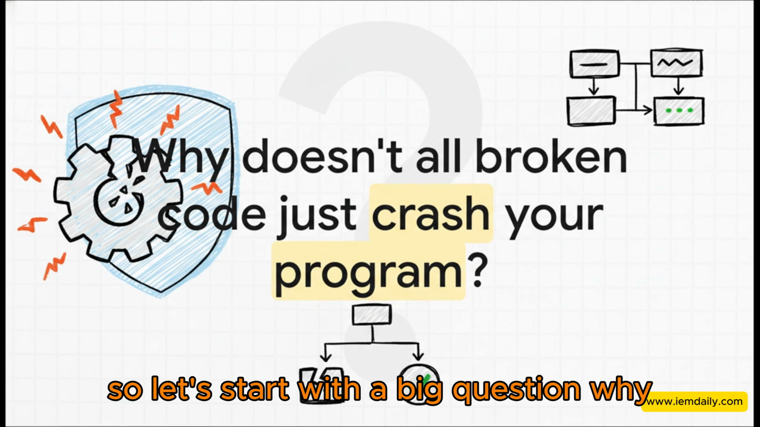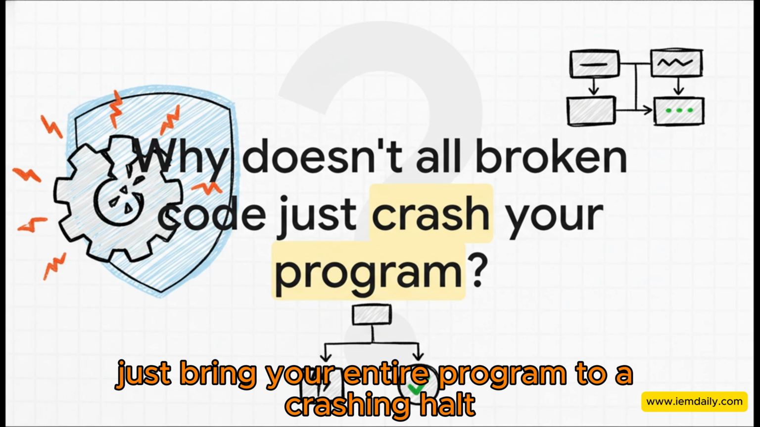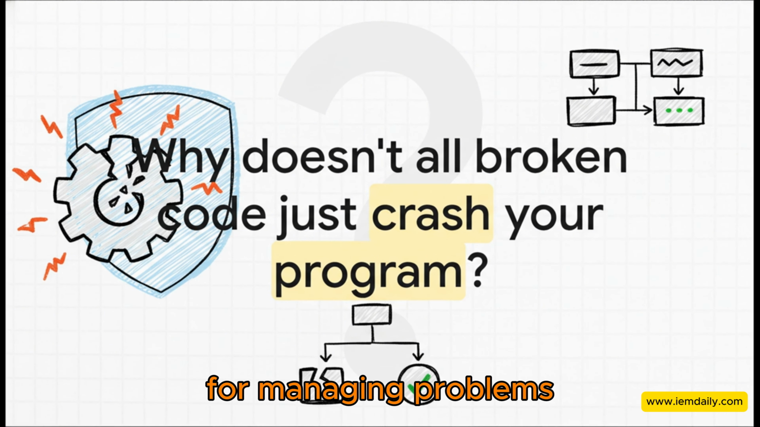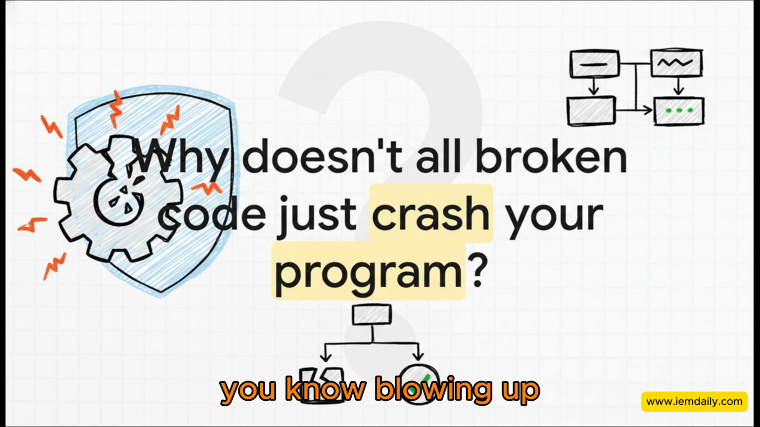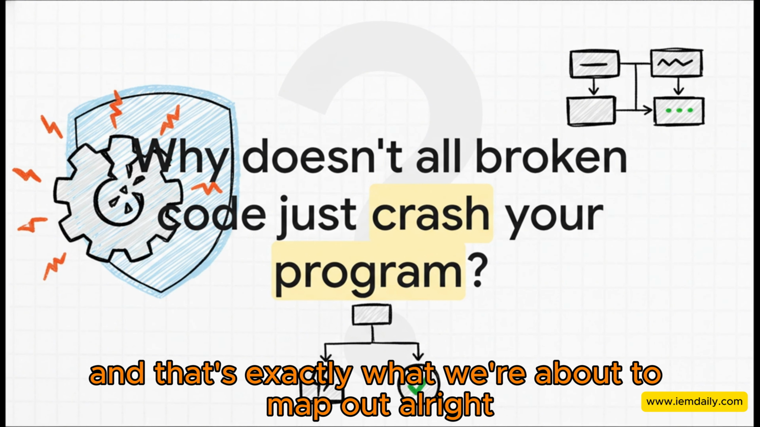So let's start with a big question. Why doesn't every single bug or error just bring your entire program to a crashing halt? Well, the secret is that Java has a really sophisticated system for managing problems, and it's what lets our applications handle issues gracefully instead of just blowing up. That system is the exception hierarchy, and that's exactly what we're about to map out.